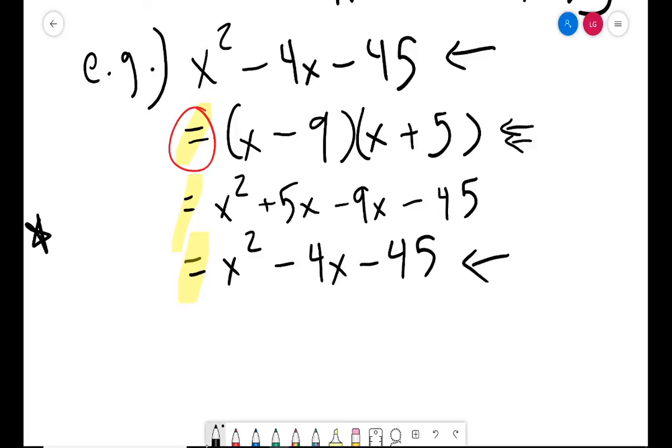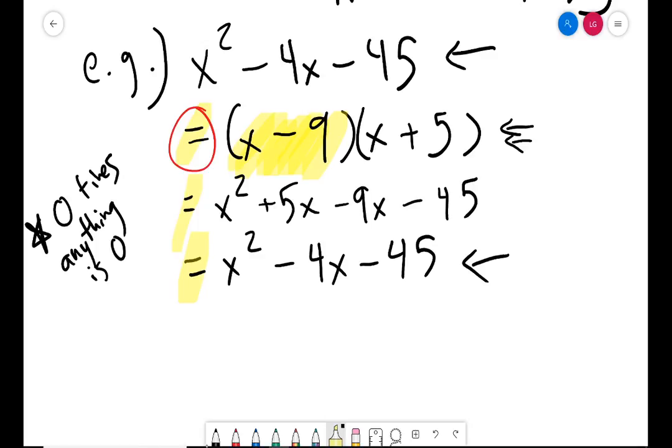When we're factoring, one of the reasons we do it is because 0 times anything is always 0, or 0 multiplied by anything is always 0. So you can look at this. Let's just look at this term. When is it 0? Well, when x is 9.